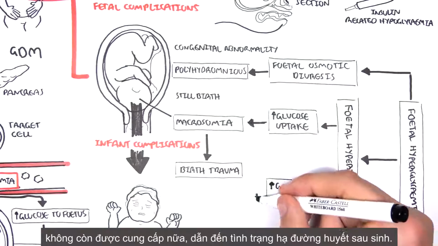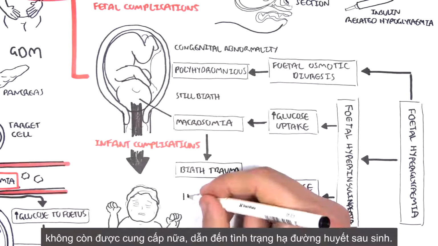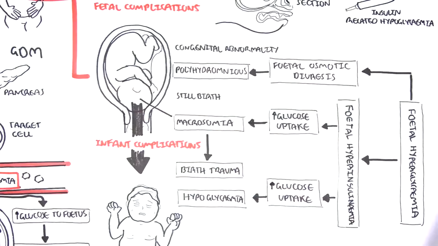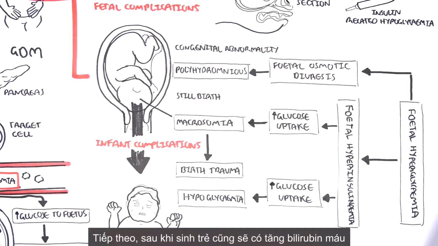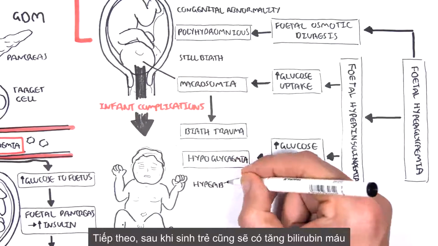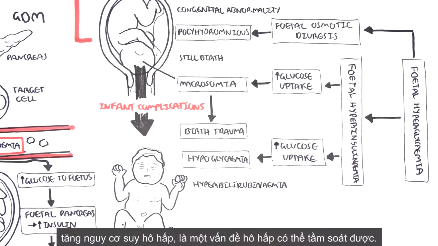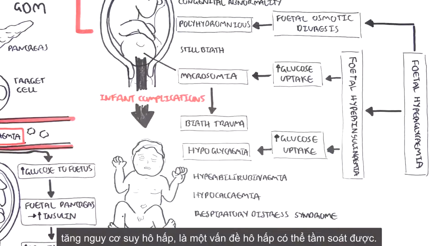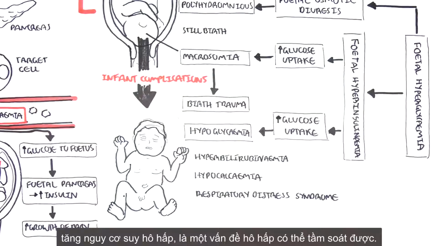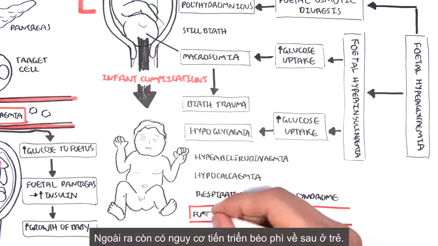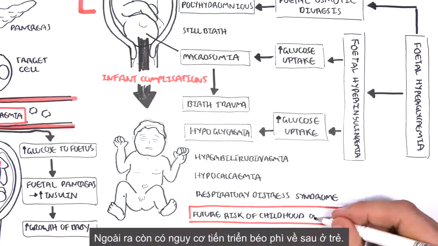But with no more supply of glucose in the baby, this means that there is hypoglycemia. Later, after delivery, the baby will also have subsequent hyperbilirubinemia, hypocalcemia, and increased risk of respiratory distress syndrome, which is a respiratory problem which is manageable. There's also a long-term risk of the baby developing childhood obesity.